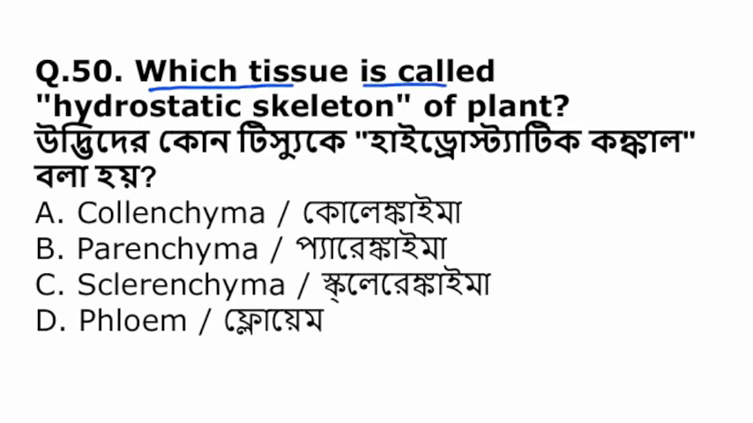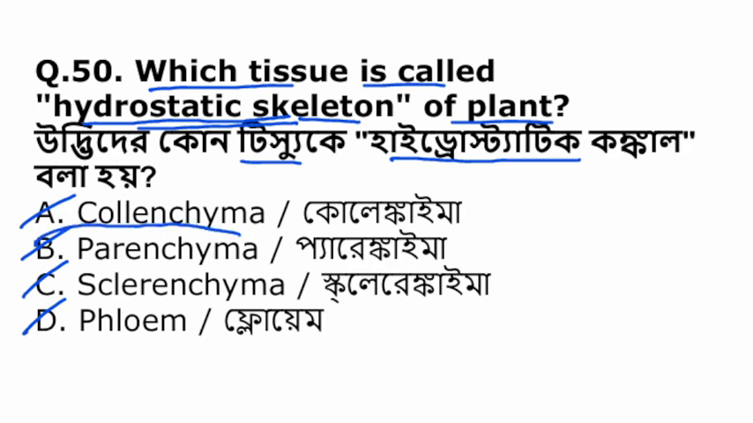Which tissue is called the hydrostatic skeleton of plants? Collenchyma, parenchyma, sclerenchyma, or phloem. The hydrostatic skeleton is known as parenchymatous cells.